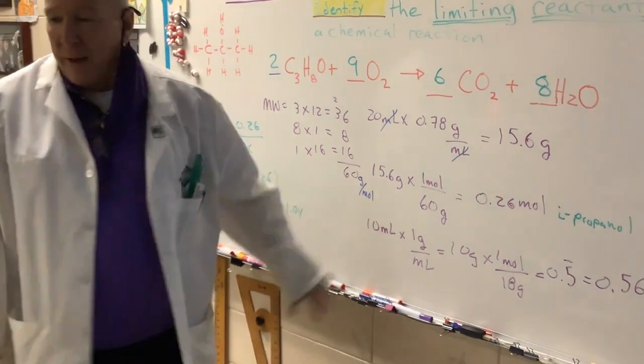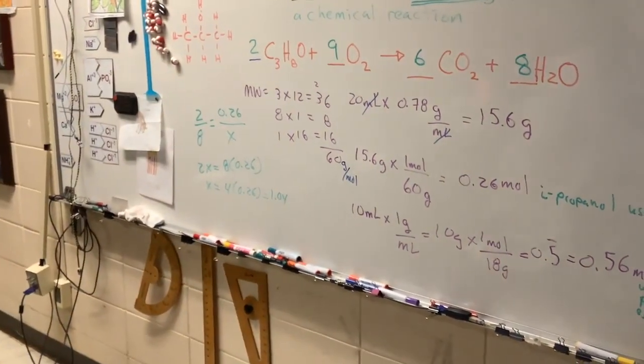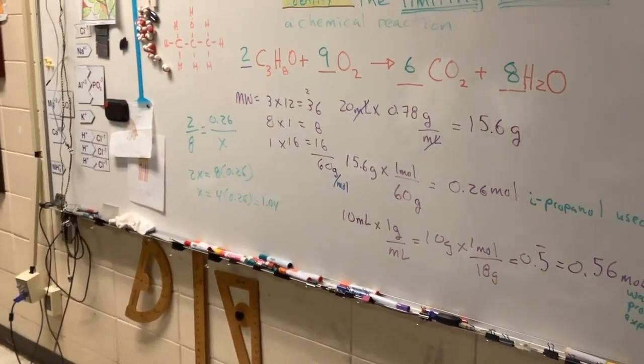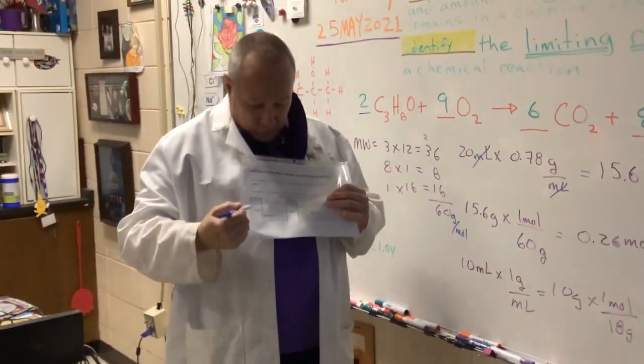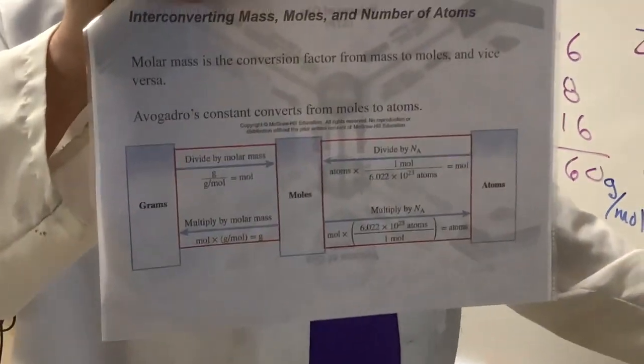Well, I use my mole map. And here's my mole map. To convert between grams and moles, you follow your mole map. It says divide by the molar mass. The molar mass is 60. We're trying to zoom in on that mole map. So, you just do what it says.